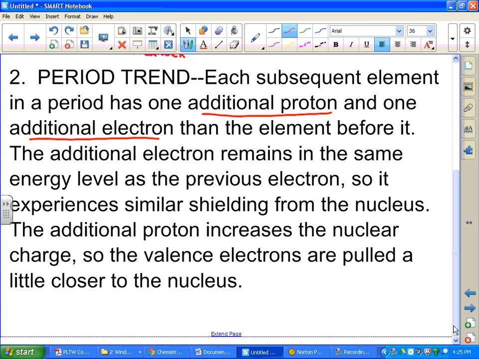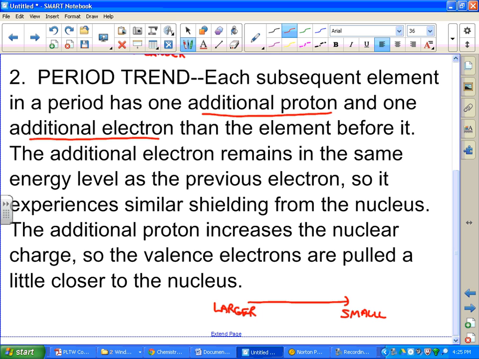So bottom line is, the trend is larger atoms on the left side of a period to smaller on the right.